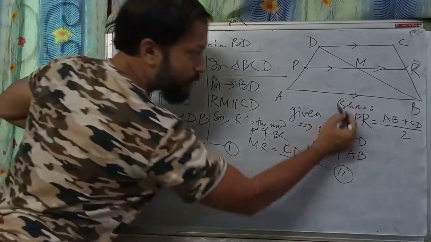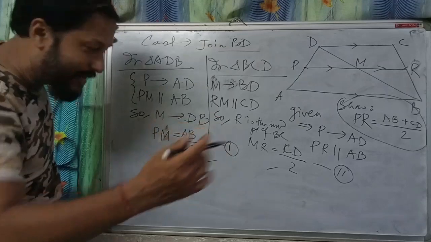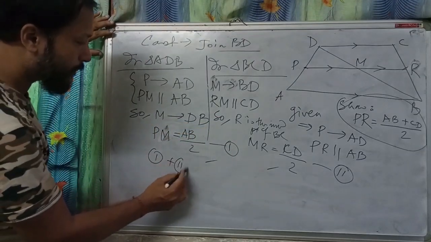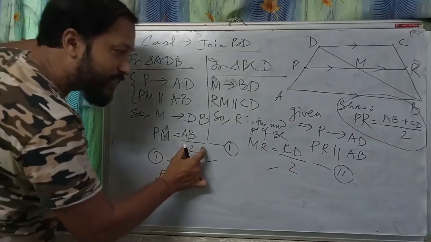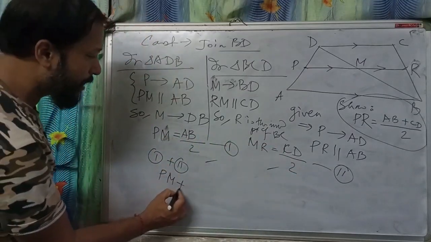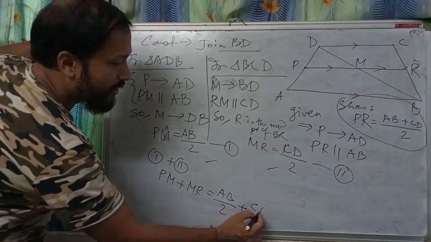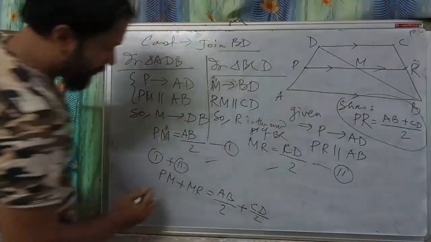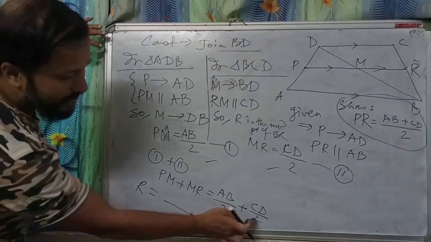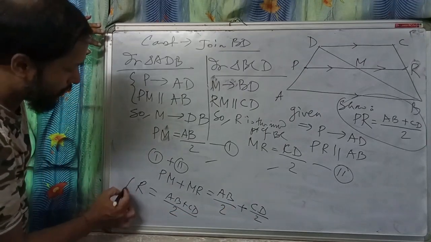I already said. Okay. Now to show this, we have to show this. The sum is not finished yet. So equation 1 and equation 2, both the equations will be added now. So 1 plus 2 means left hand side plus left hand side equal to right hand side plus right hand side. So PM plus MR equal to AB by 2 plus CD by 2. Okay. PM plus MR is PR. PR equal to, what is the LCM? 2. That is AB plus CD by 2. Yes, proved.